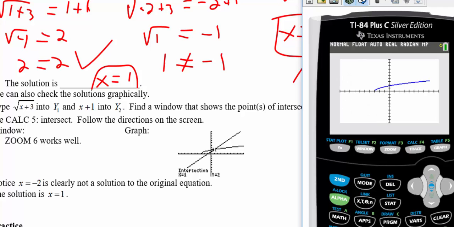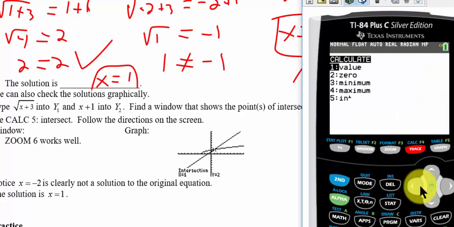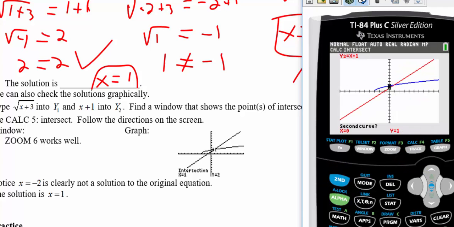And we're looking for the intersection. You'll notice there's only one intersection, right? We don't find two intersections, and I'm guaranteeing that this intersection is going to happen at x equals 1. Second, trace, 5, enter, enter, enter, and I get an intersection at 1, 2, right?